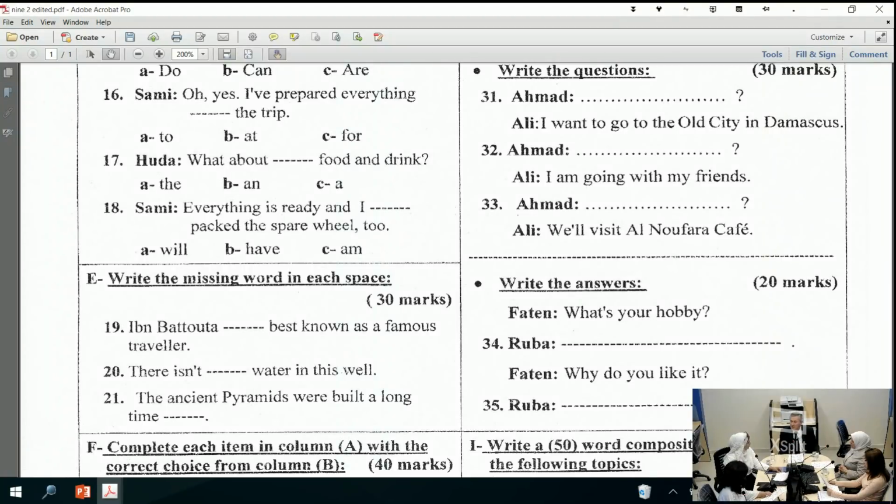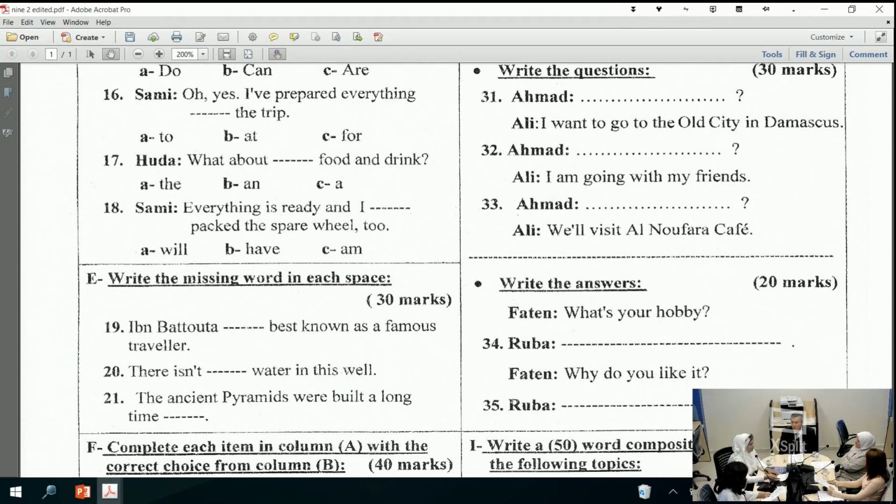Thank you. Ms. Abir. Now we'll visit Al Nofara Cafe. So here we have will, so the auxiliary is will, and we should put it before you. Will you visit Al Nofara Cafe? Yes, we form the question by inverting, as a yes or no question. Then we omit Al Nofara Cafe and we put what? What will you visit?